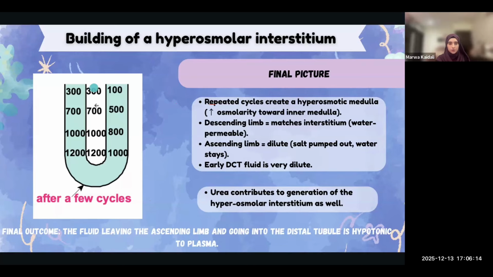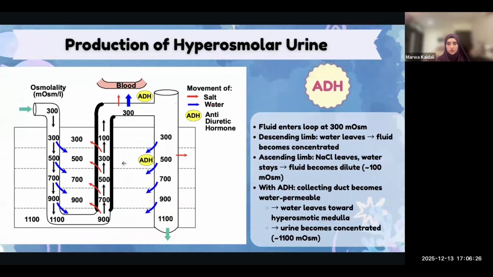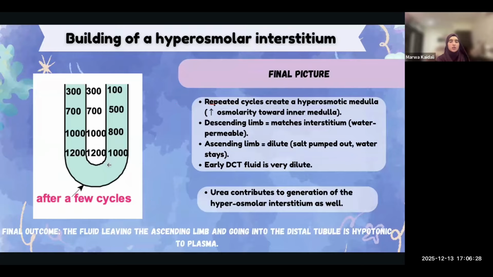And one last thing that we're going to see here is that the interstitium is going to become very hyperosmolar, and the maximum osmolarity you're going to see is at the tip of the interstitium, which is present in the medulla. We said that this part of the tubule is present in the medulla of the kidney, correct? So the maximum osmolarity that you're going to see is at the innermost part of the medulla.